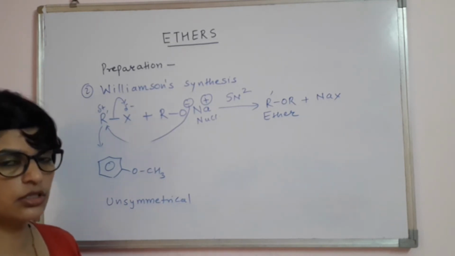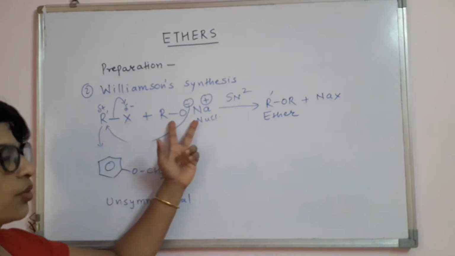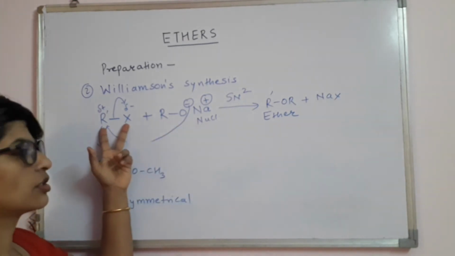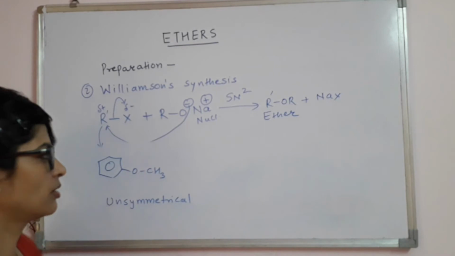In Williamson's synthesis, what do we use? We use RX and RONa. The RX should be primary. Remember that.